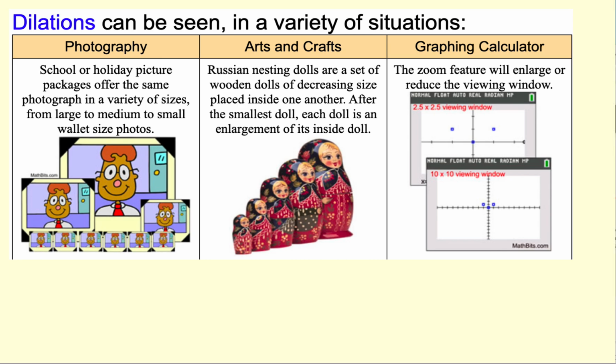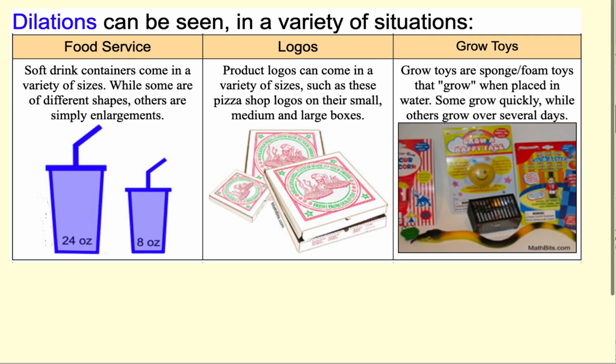Dilations can be seen in a variety of situations like photography, arts and crafts, Russian nesting dolls, and graphing calculators, where we can enlarge or reduce the window. We'll also see it in food service, the small, medium, large, extra large, and in different products as well, like pizza boxes, this bigger version, the smaller version, and in toys.